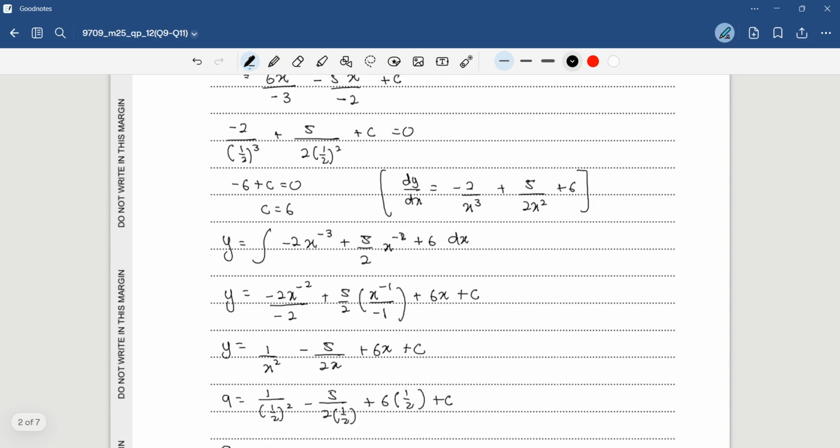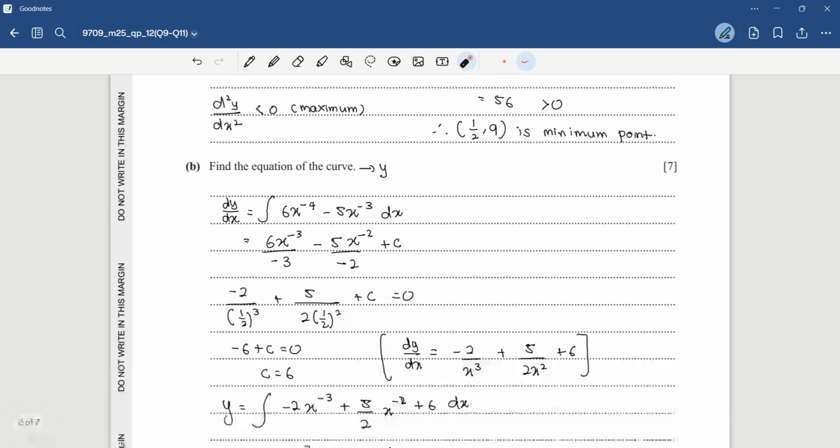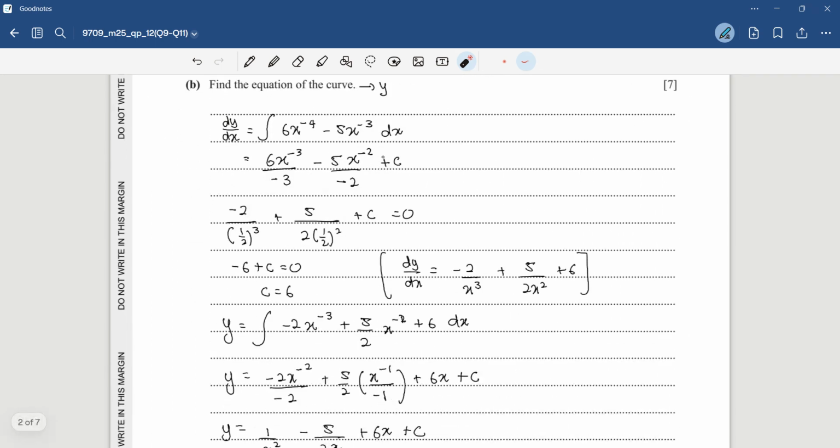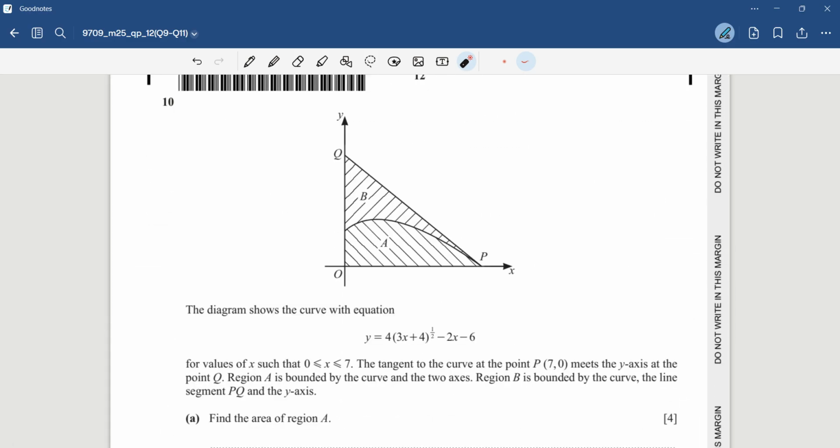Please take note, if the question gave you a second derivative, in order to find the y, you need to do two times of integration, and each time you do integration you have to include the c. You have to find the constant at that particular time. Okay, let's go to question number 10.